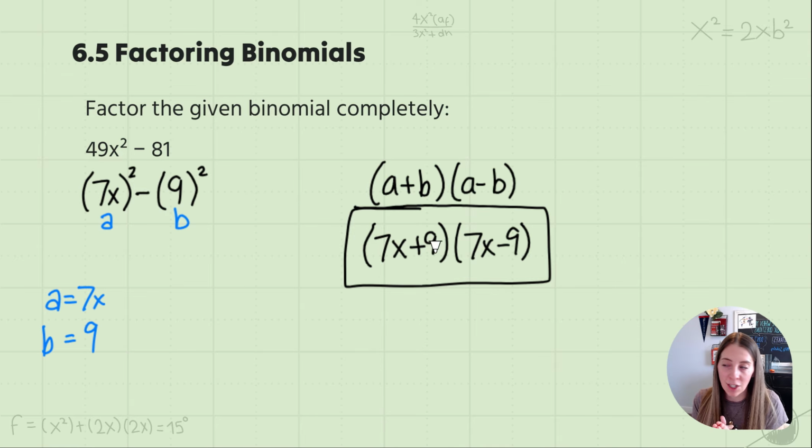And I would encourage you to check your answer. Remember, you can check your answer just by redistributing these and making sure that you end up back where you started. If you end up back where you started, then you know you factored it correctly. All right, so that would be our answer for that one. Careful with those factoring binomials.